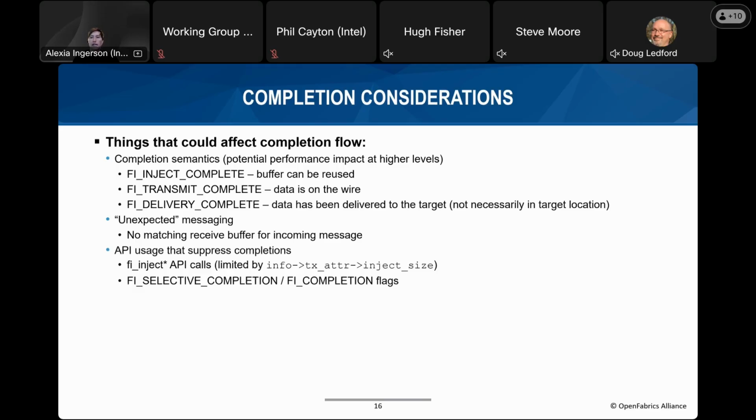And then the last consideration I want to touch on is regarding when completions get generated at all. By default, all but one set of APIs are going to be generating completions in your queue, with the exception being the inject family of calls. There's one or two of these calls in every group of API calls, and these don't generate a completion and also guarantee that your buffer is free to reuse immediately after calling the inject call. So basically, they have an implied immediate completion with inject complete semantics.